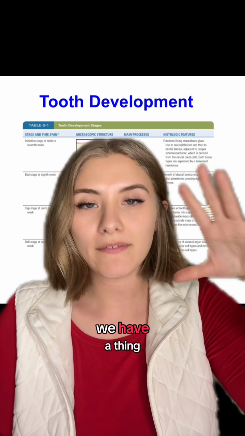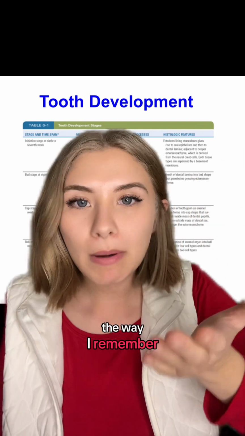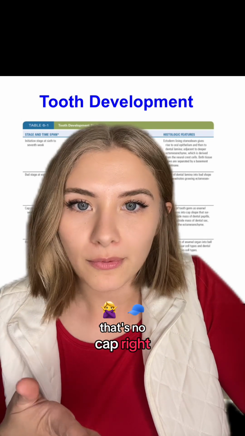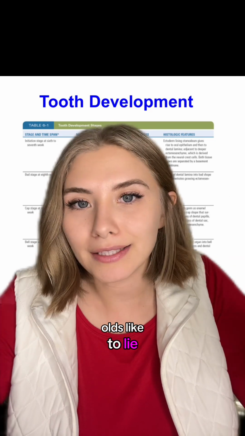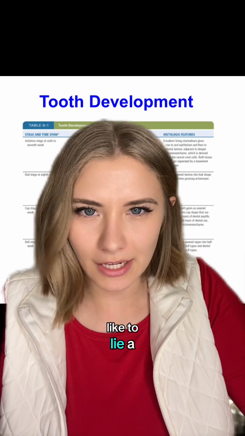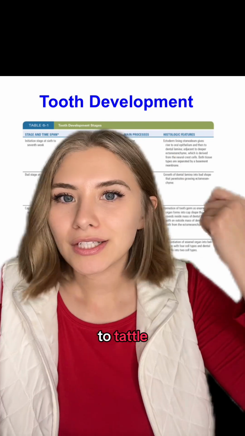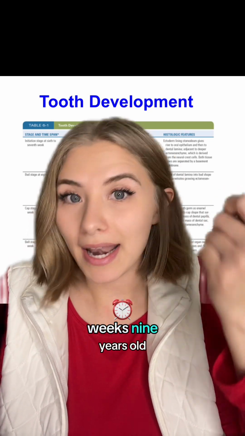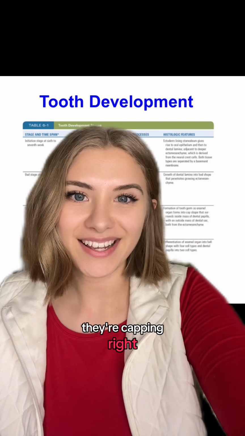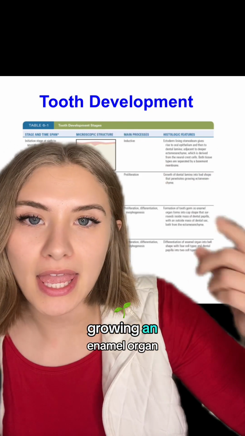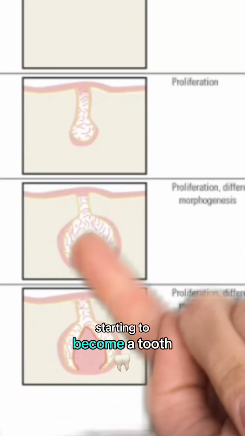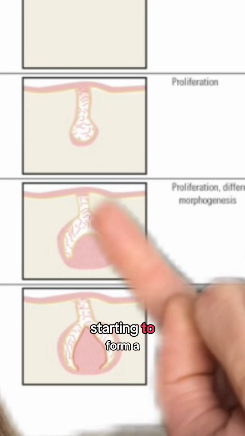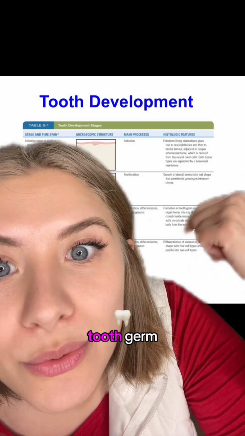At 9 weeks, we have a thing called the cap stage. The way I remember that is, no cap, right? You can think about how 9-year-olds like to lie. They're capping, right? Because 9-year-olds like to lie a lot and they like to tattle. Just think of 9 weeks, 9 years old, they're capping. That's when we start growing an enamel organ. What's that? So it's starting to become a tooth right here. It's starting to form a little organ or a tooth germ.